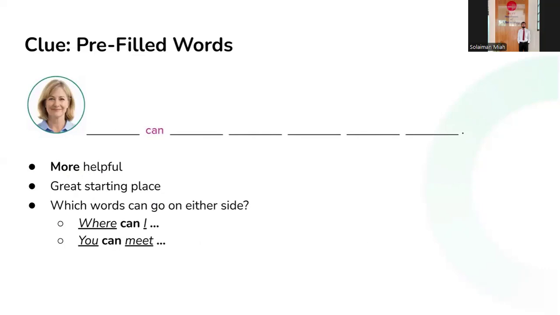These words already sit in fixed positions, so your job is to figure out what can logically come before and after them. In this example, we see the word can early in the sentence. That narrows your options. It could be a question starting with a question word like where, or it could be a statement starting with a subject like you.